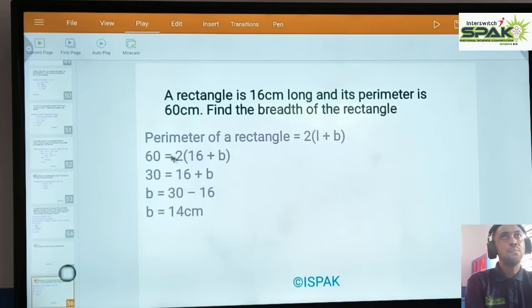So divide both sides by 2. 60 divided by 2 is 30. So we have 16 plus b. Collecting like terms, you have 30 minus 16, which is 14 centimeters. So therefore, the breadth of the rectangle is 14 centimeters.